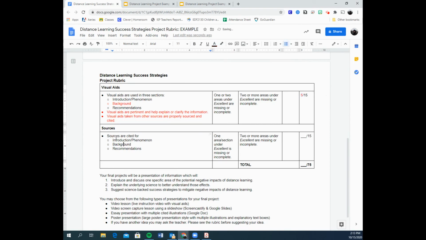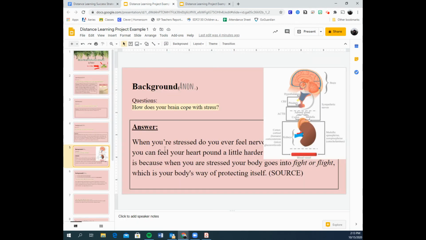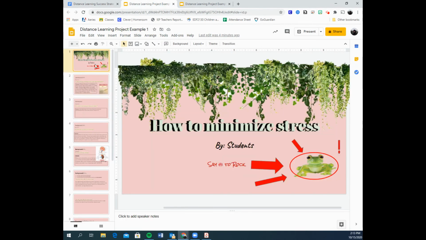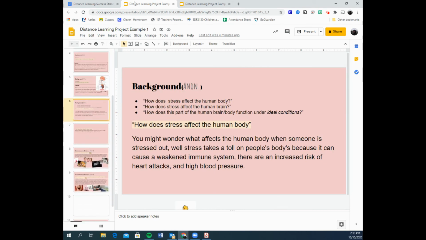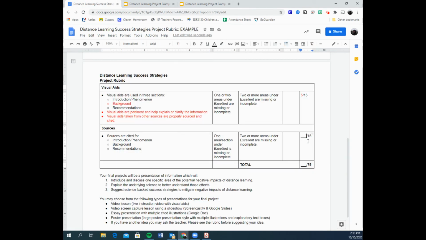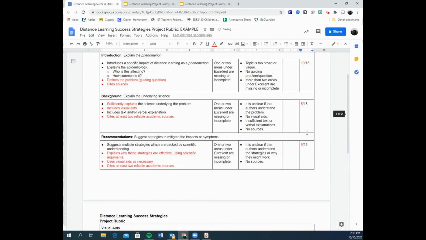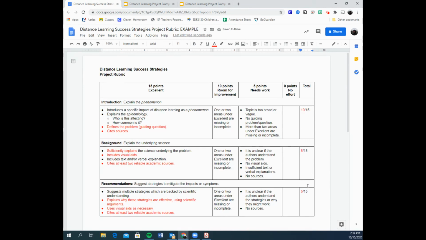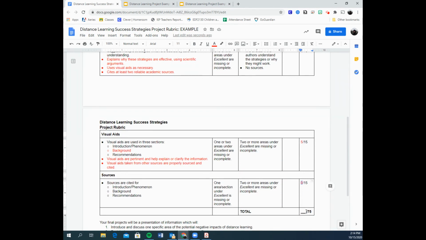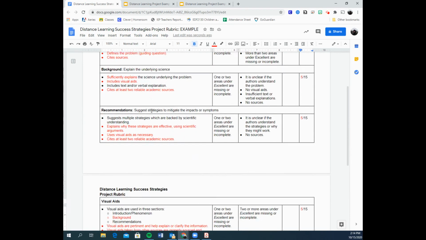All right, one more section, sources. Sources are cited for introduction, phenomenon, background, recommendations. I actually didn't see any in-text citations in any part of the report, so I'm going to give this 0. 0 out of 15. Now let's add those up. 10 plus 5 is 15, plus another 5 is 20, plus another 5 is 25. So this project would get 25 out of 75. Okay, 25 out of 75 is a 33%. So we can see some of the areas for improvement.